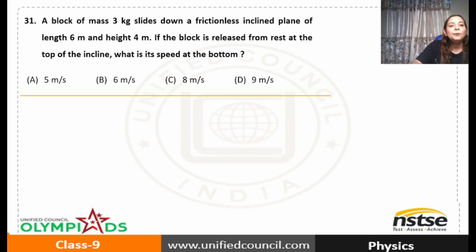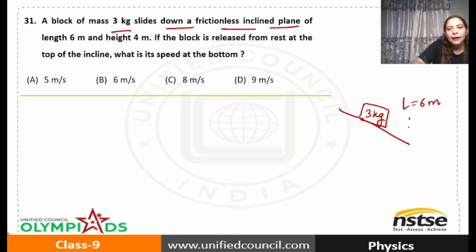Next, a block of mass 3 kg slides down a frictionless inclined plane. So here we have a frictionless inclined plane and a block whose mass is 3 kg. The length of the plane is 6 meter and the height of the plane is 4 meter. If the block is released from rest, that is initial velocity is 0, from the top of the plane, let's say this is the top, what is the speed at the bottom?